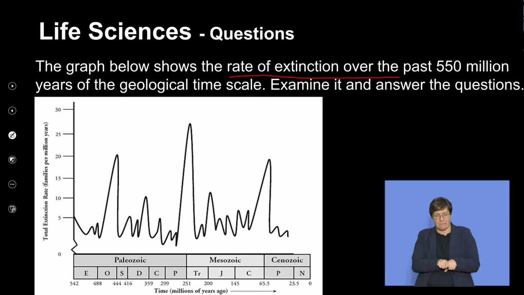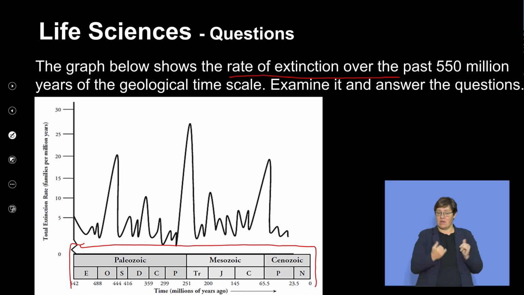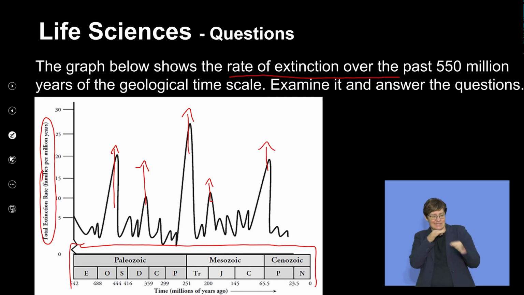So it's also got the geological time scale along the bottom, but this time it's a graph, and the graph shows the rate of extinction. In other words, how many families became extinct. If we have a look, there are peaks in the extinction rate, and these peaks obviously correlate with our mass extinctions, because that's the definition of a mass extinction: many species become extinct at the same time.